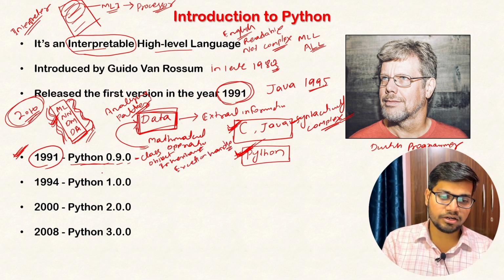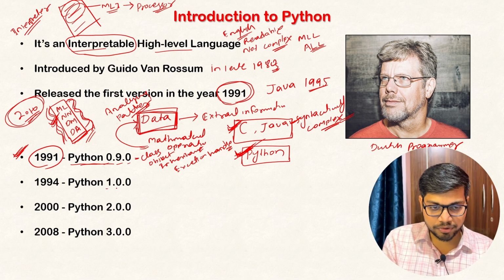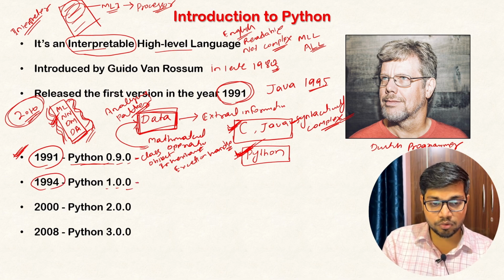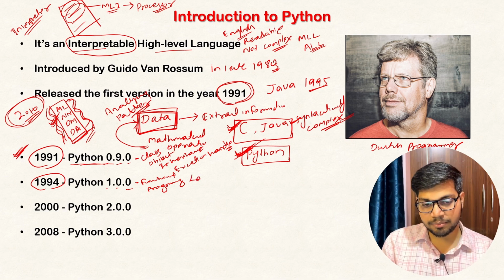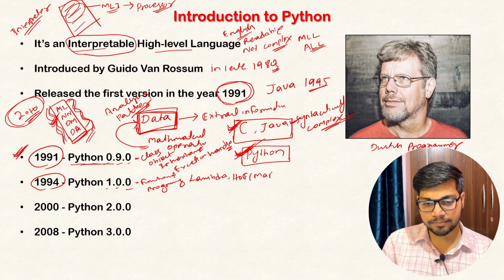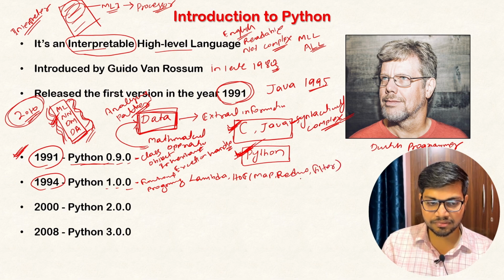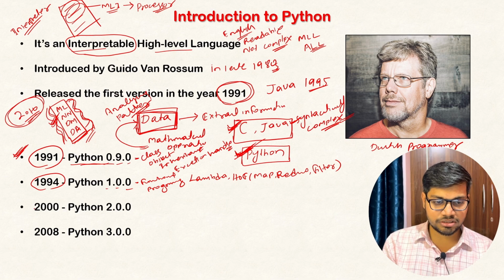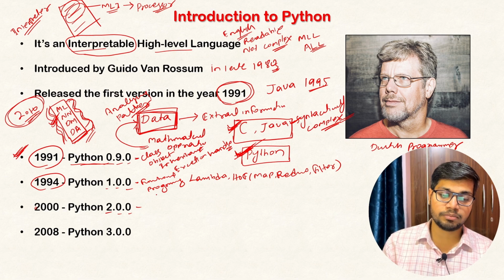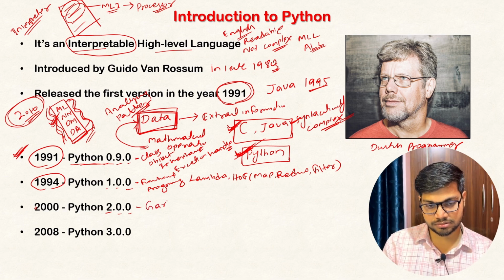Then they introduced version 1.0.0 in 1994. In this particular version they included functional programming. Functional programming means they included concepts like lambda and higher order functions like map, reduce, filter. Then in 2000 they released version 2.0.0. Here they included a very important memory management feature, that is garbage collection.